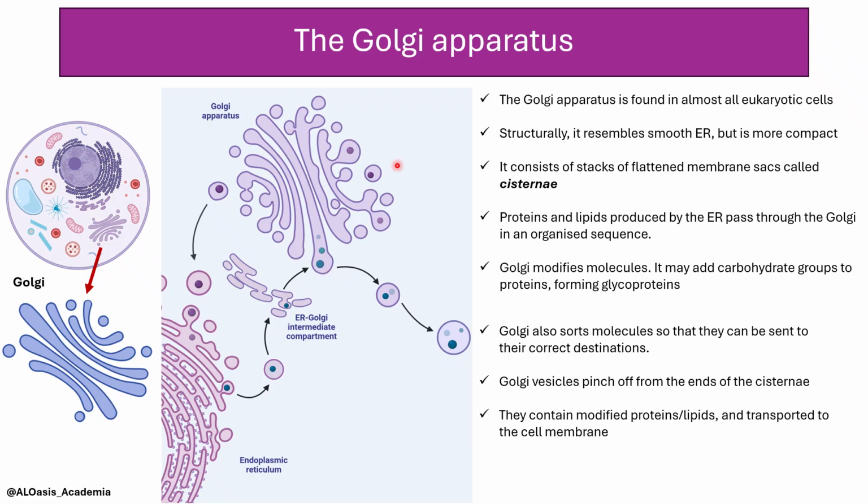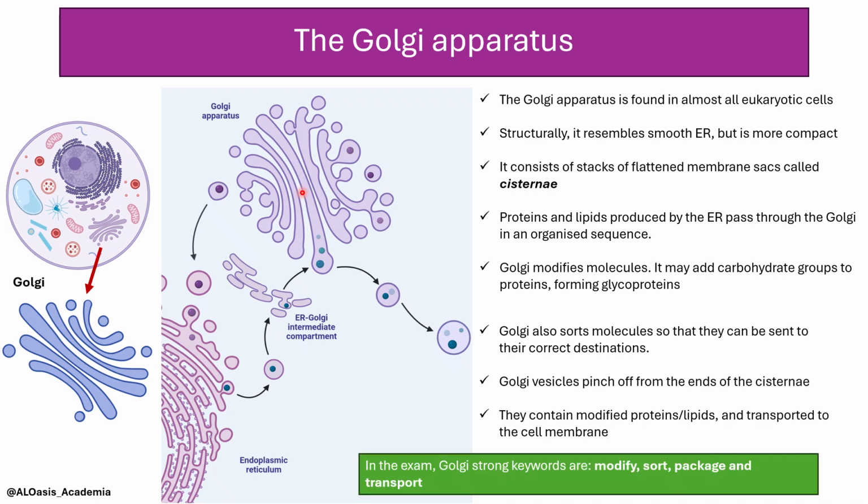So you need to understand that Golgi plays a major role in modifying the molecules and in sorting their transportation. So it makes sure that each molecule arrives at the right destination. In the exam, one of the most important keywords that you need to always relate to Golgi is that the main function of Golgi is to modify, sort, package, and transport. So these are the four main functions that Golgi does within the cell. I hope that made it more clear with the schematic.